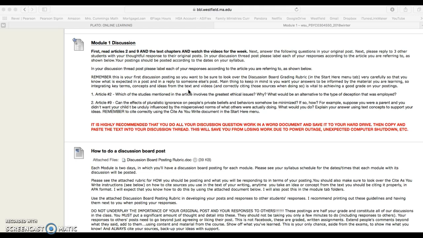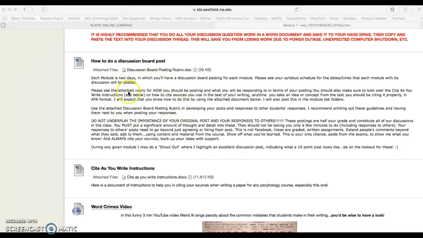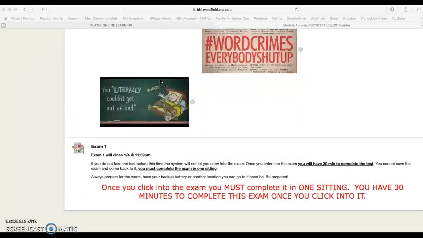And again, I just want to reiterate that these posts need to be grammatically correct, spell checked, edited, make sure there's no errors. These are not text messages, so there should be no lowercase i's. These are thoughtful responses, and I grade these. So you want to really take them seriously and edit and proofread your responses before plugging them in. And I say a lot of this in here in how to do a discussion board post. You can click on that and get the rubric for how I'll be grading those.